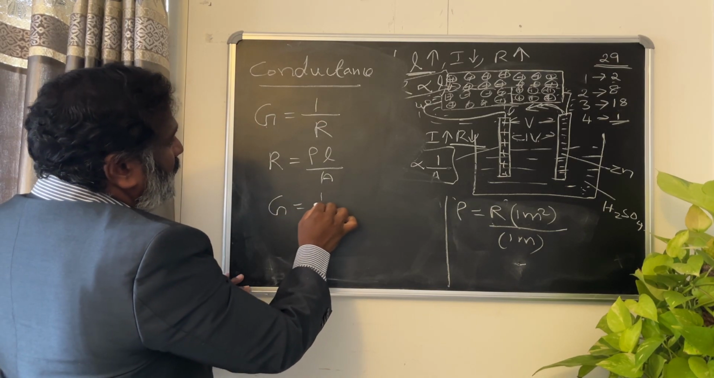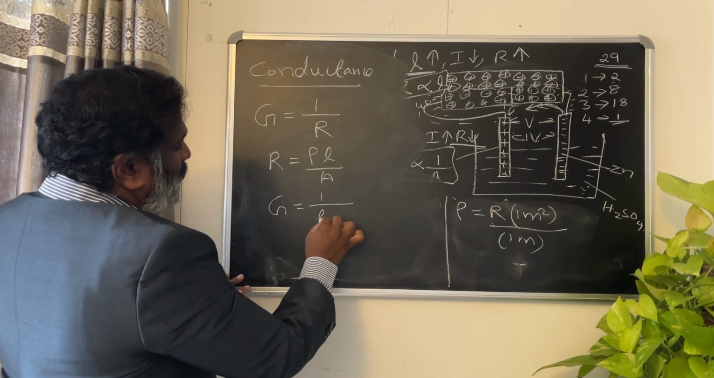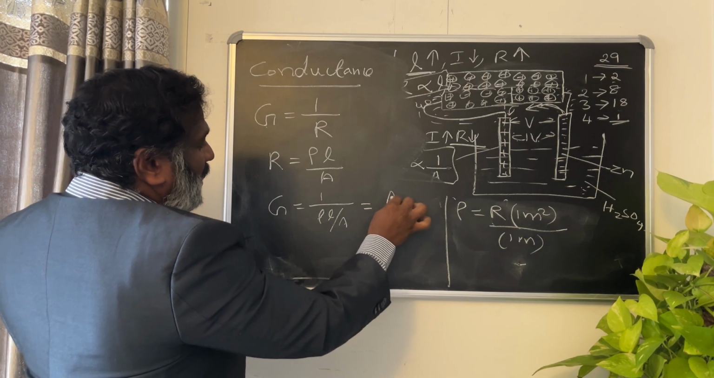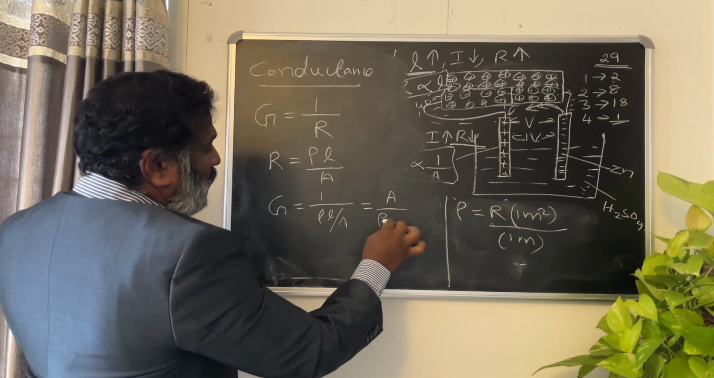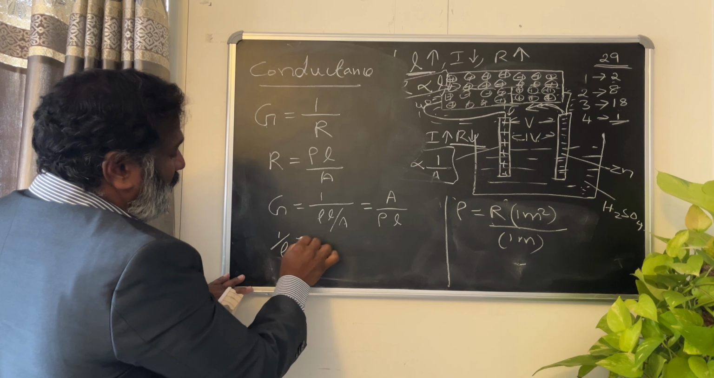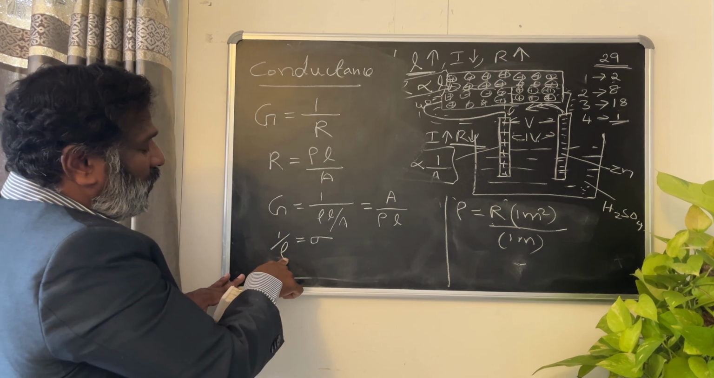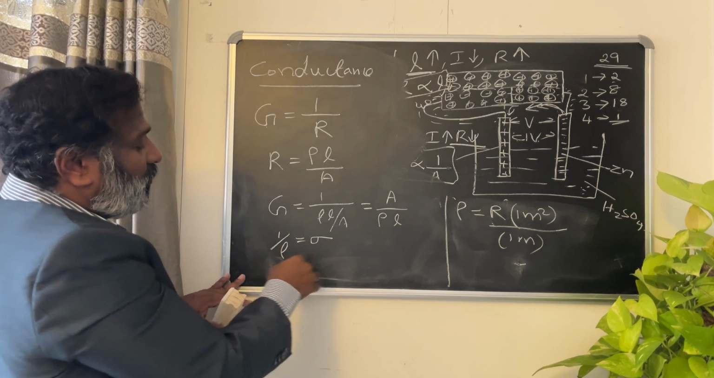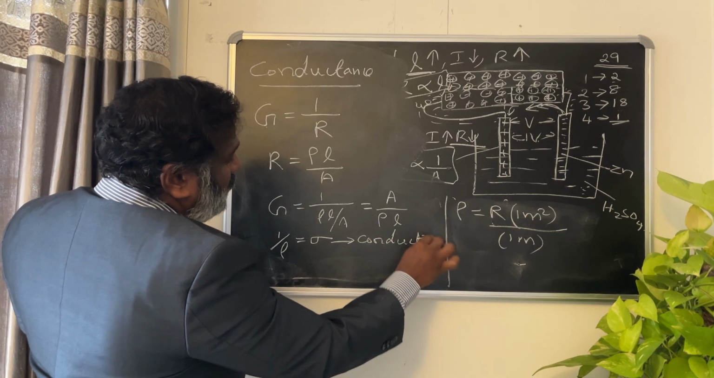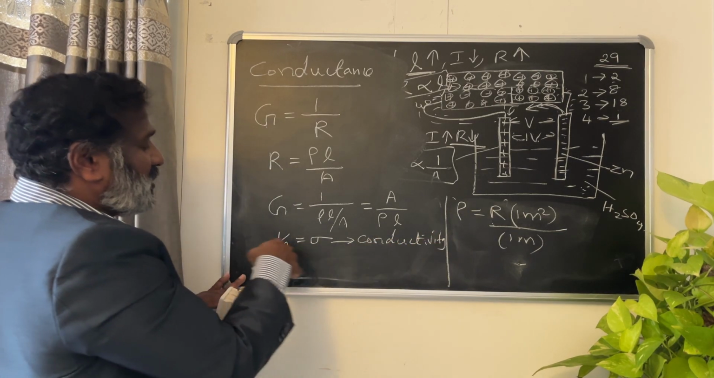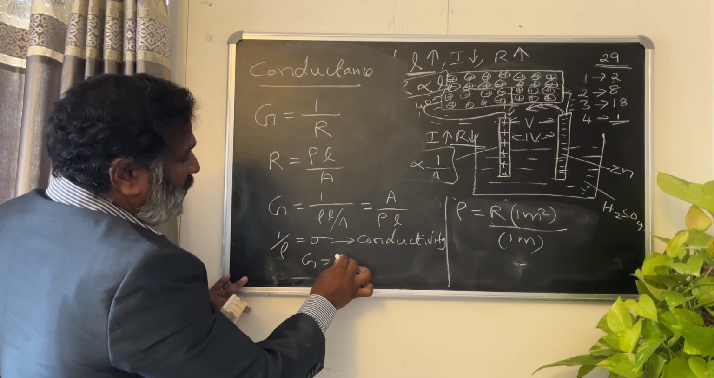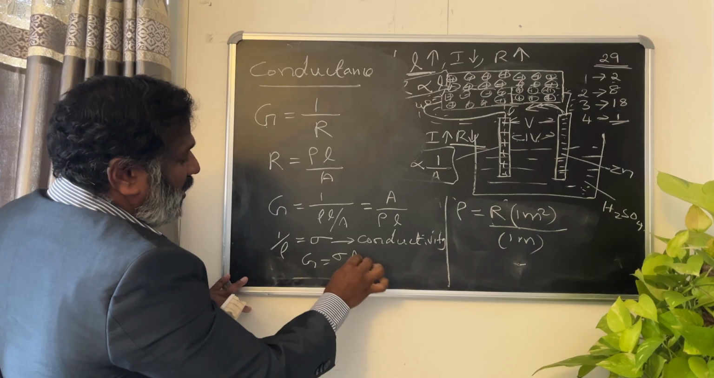So 1 by rho L by A. What will be? A by rho L. And this 1 by rho, what is rho? Resistivity. And the reciprocal of resistivity can be called conductivity. Reciprocal of resistivity is conductivity. So G equal to 1 by rho is conductivity, sigma A by L.